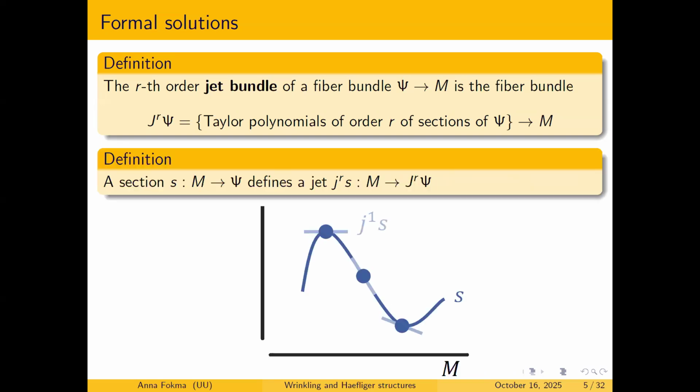If you have a section of the original bundle psi, you can take its jet, meaning that you take its Taylor polynomial at each point, and that gives you a section of the jet bundle. I've depicted it here at the bottom. In dark blue, we have the actual section of psi. And at three points, I've also indicated the jet, meaning that I've included its first order data, which is just the slope of the section.